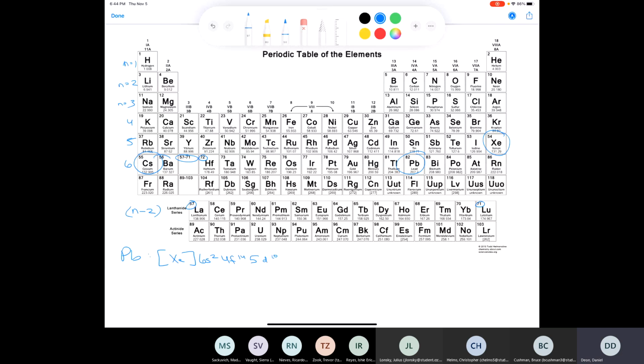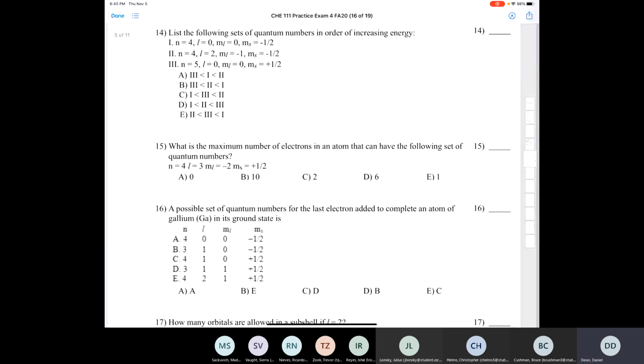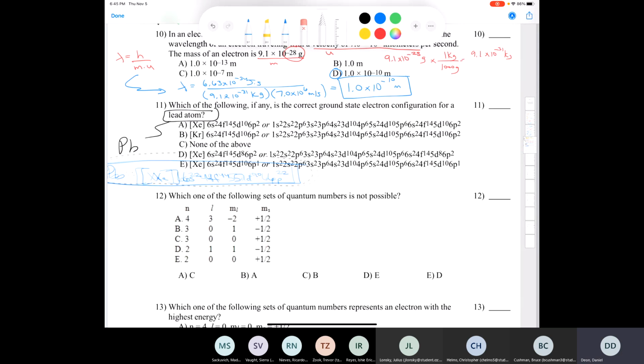And then when we get into the 6p's, we have 6p1 and 6p2, just like that. And so this would be the electron configuration for our lead. All right. And if you compare these, you can see that the correct answer is this one right here, A.